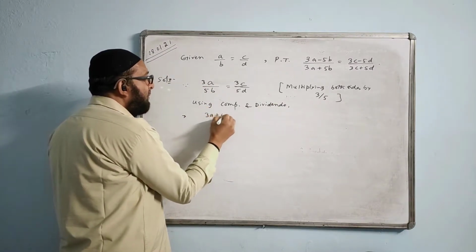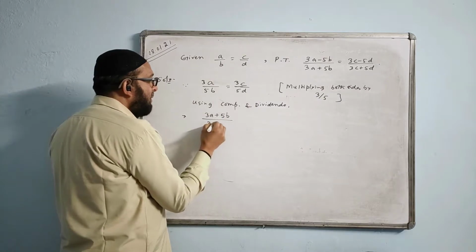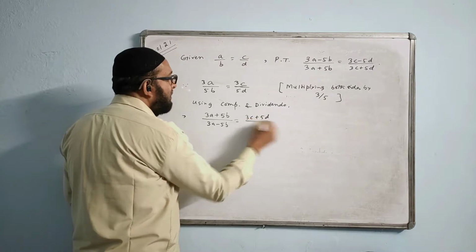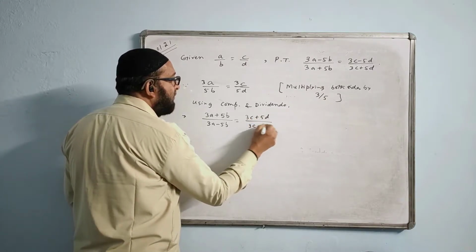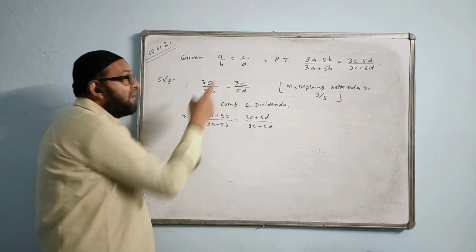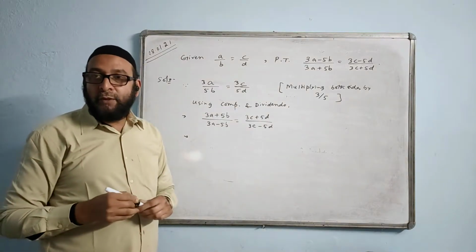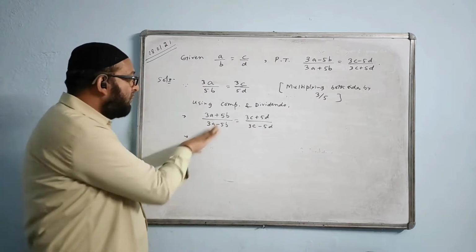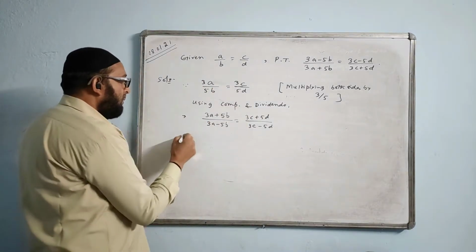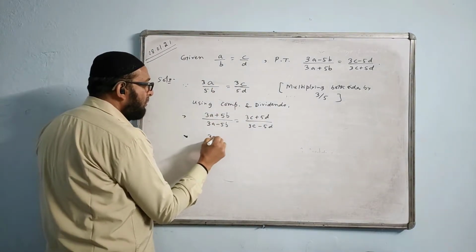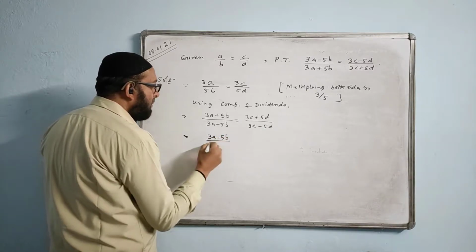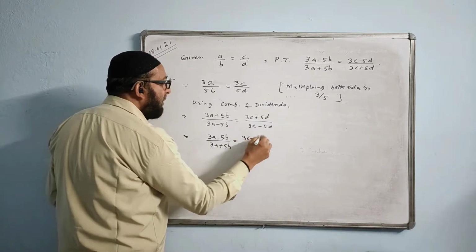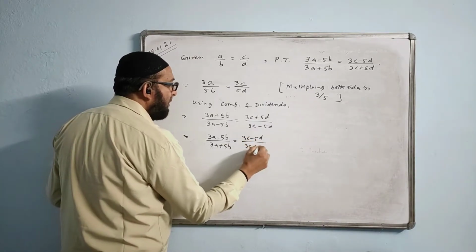This will be 3a plus 5b, this will be 3a minus 5b, this will be 3c plus 5d, this will be 3c minus 5d. After that we will see what we have to prove and match accordingly. We have to prove minus thing up and plus thing down. That means you have to do invertendo. This will come up, this will go down. 3a minus 5b by 3a plus 5b equals 3c minus 5d by 3c plus 5d.